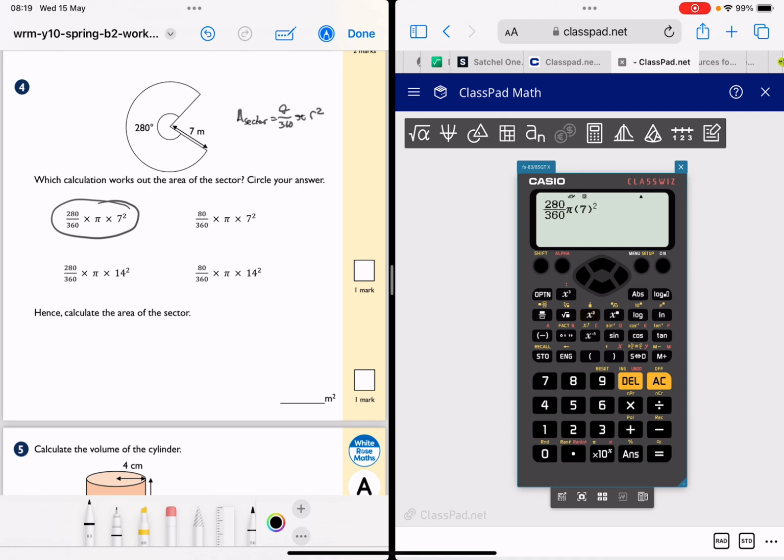And I would always advise that any substitution, put it into brackets, then press squared. So I've got 280 over 360 pi r squared, 7 squared, press. Now we've got it in terms of pi, but we'll probably in this case change it to 1 decimal place. So I've got 280 over 360 pi 7 squared equals 119.7 meters squared.